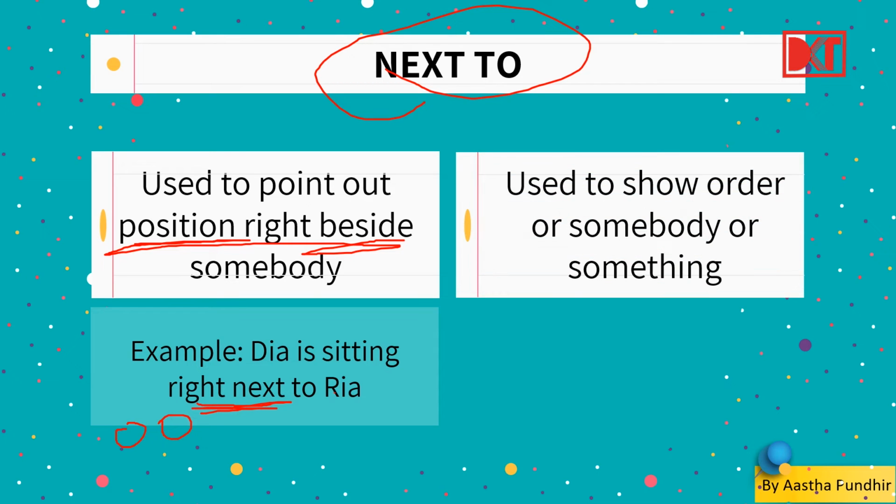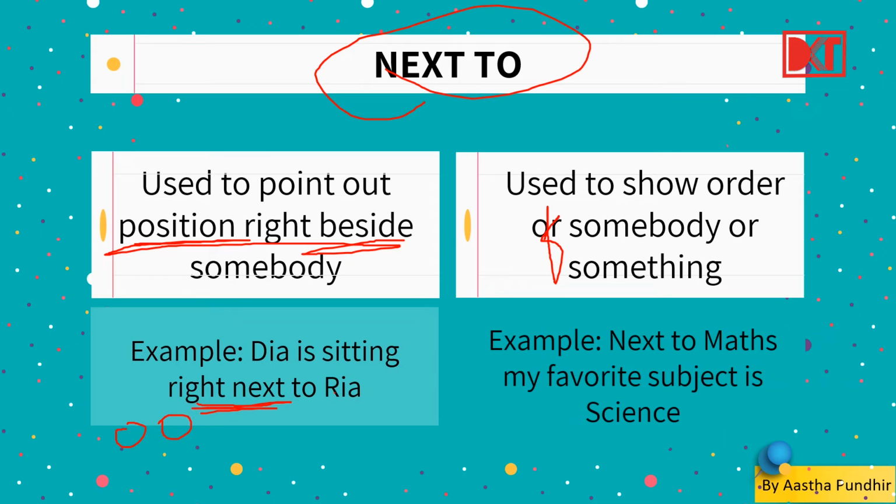Next, used to show order of somebody or something. Example, next to maths, my favorite subject is science. मतलब सबसे पहले maths और उसके बाद science. So next to maths, maths के बाद मेरा favorite subject is science. Okay?